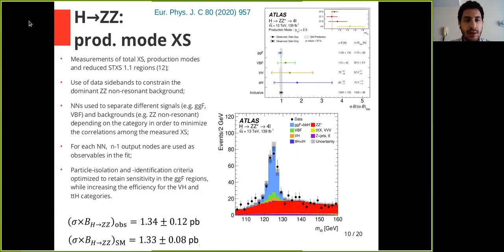In the Higgs to ZZ channel, where each Z decays into two leptons, we measure the total production cross-section, the cross-sections of 4 production modes, and also 12 STXS regions. This analysis used the data on the sides of the Higgs peak to constrain the ZZ non-resonant background. Many neural networks were used to both separate the different signals and also to reject the background. And then the output of these neural networks was used as an observable in the fit.